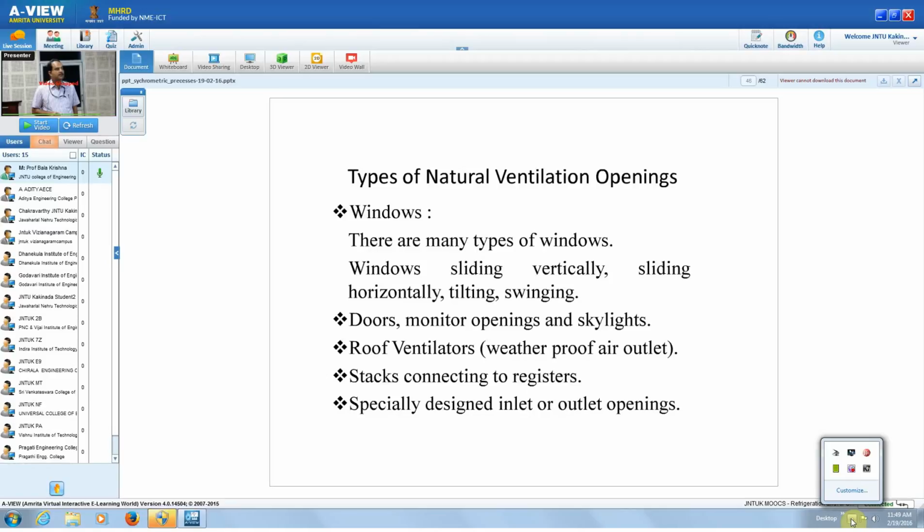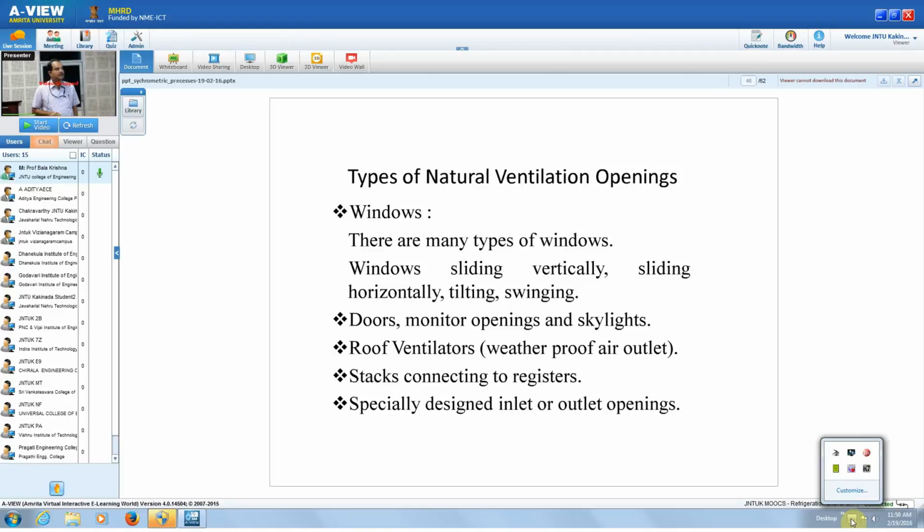Next value. Then the types of natural ventilation openings. So how can we provide the ventilation? That is windows. There are many types of windows: sliding windows vertically, sliding windows horizontally, tilting, swinging type, and vertical windows also. Then the doors, as we already talked about infiltration, how air is entering. Monitor openings and skylights.